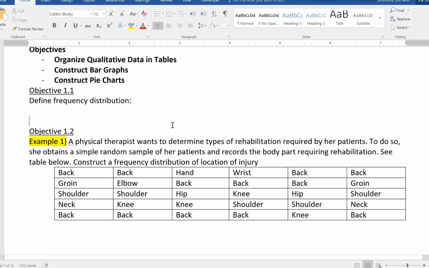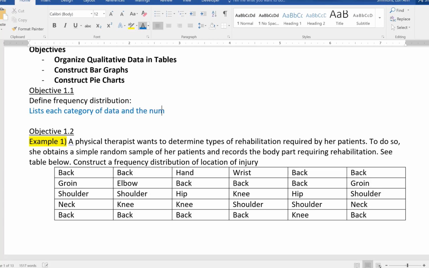First, we will need to know how to organize this data. So we organize this data in frequency distributions. A frequency distribution is a list that lists each category of data and the number of occurrences for each category of data.